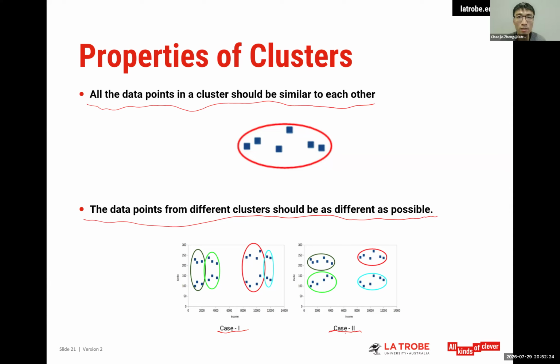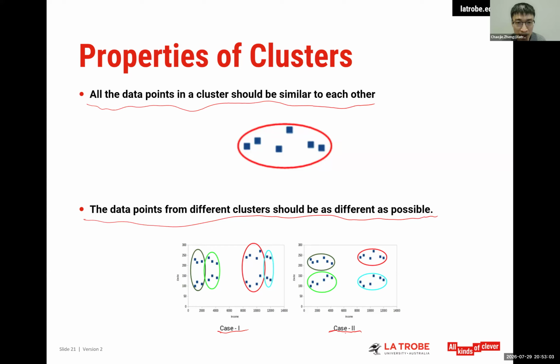Two. Let's see from the chatbot. Yes, case two is much better than case one, considering these two criteria. First, all the data points in a cluster should be similar to each other. If we look at this right circle in case one, all these data points spread in a wide range. In comparison, the clusters in case two are more compact than the clusters in case one.